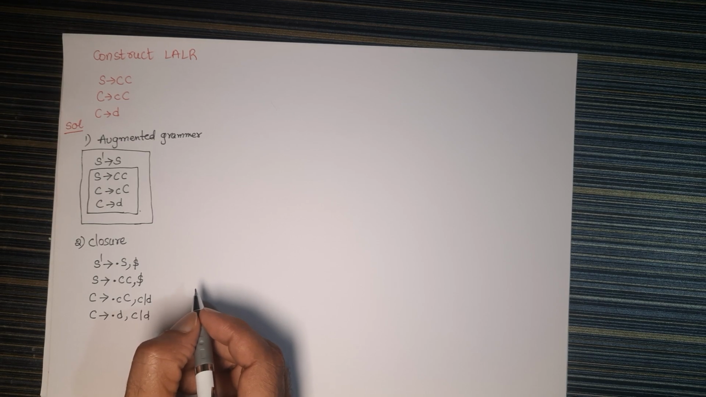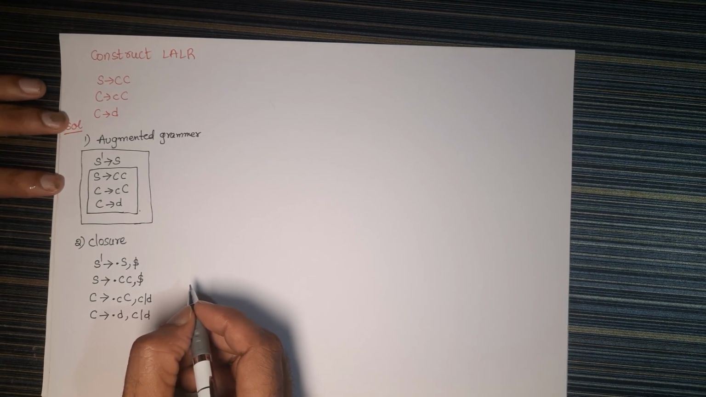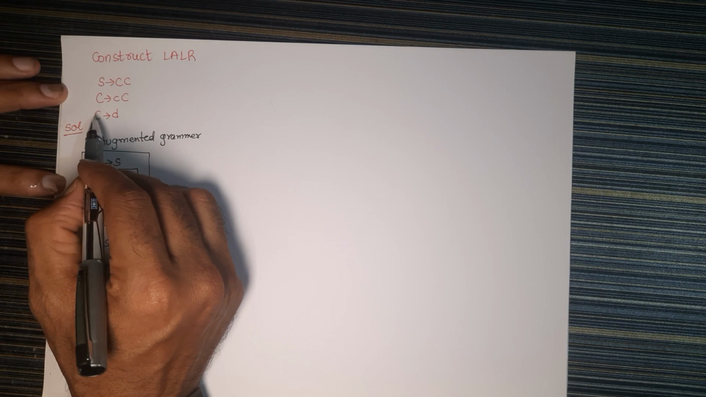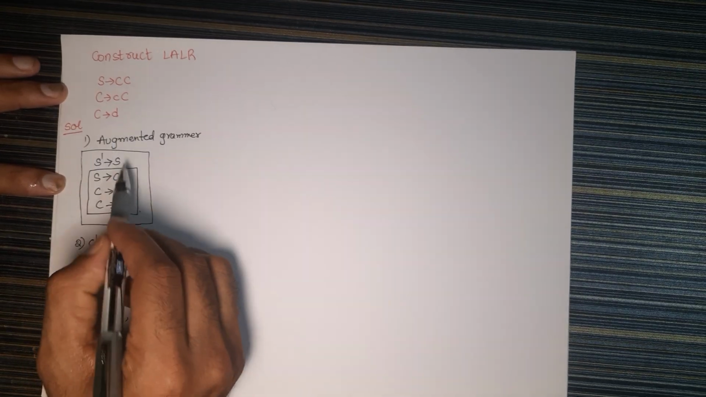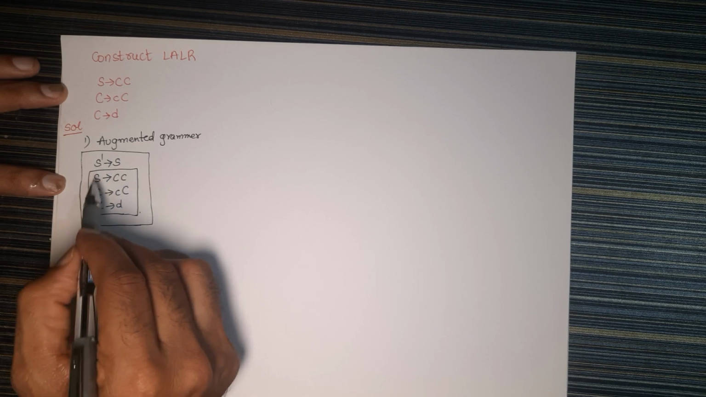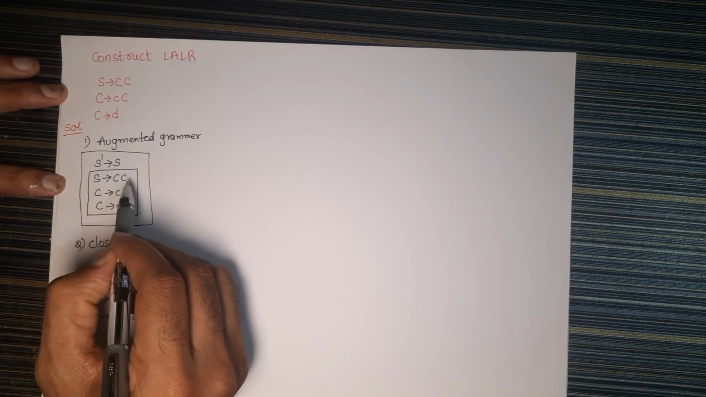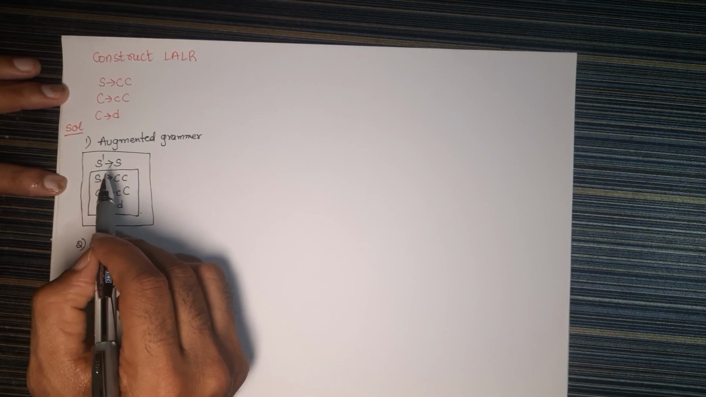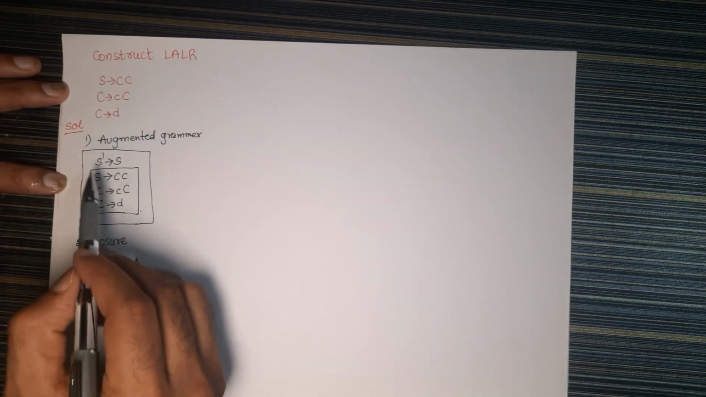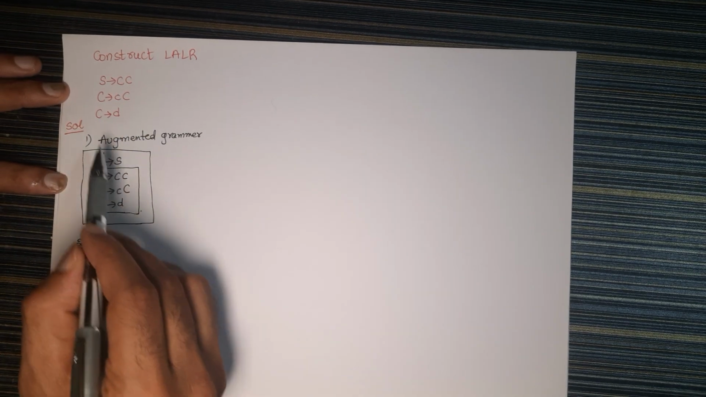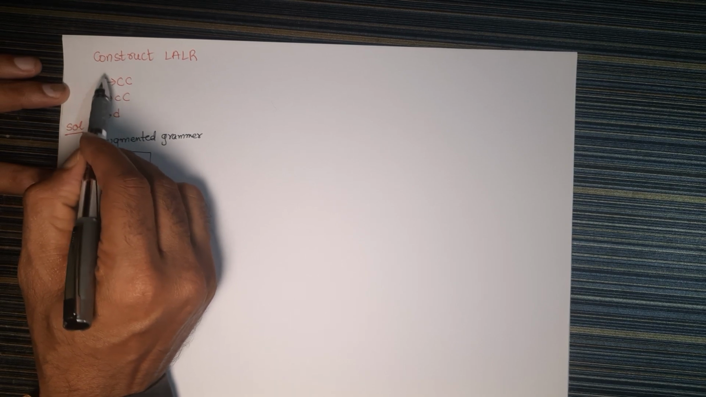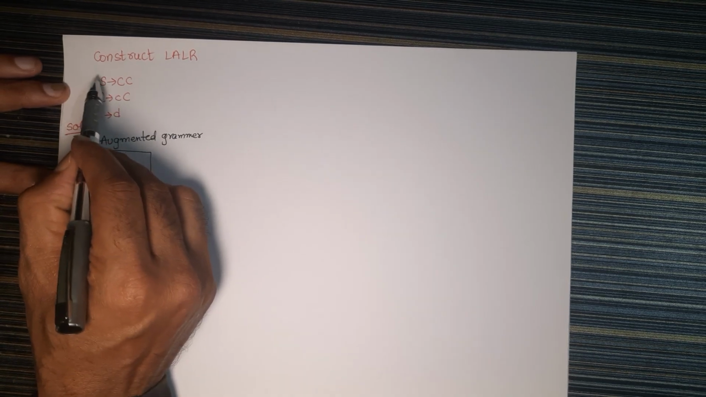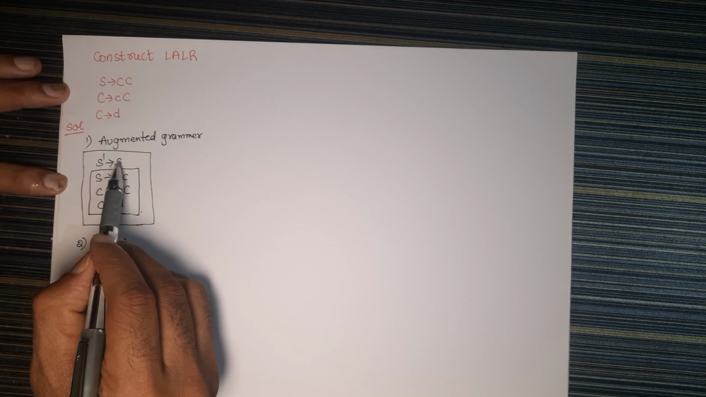Now I will explain again what we have completed till now. The given grammar is S → CC, C → CC, C → D. We have added the augmented grammar to the given grammar. How do we add it? The given production is S → CC, so we add S' → S. Just look at the first production: if the first production is P, then we add P' → P. But here the first production is S, that's why we have written S' → S.